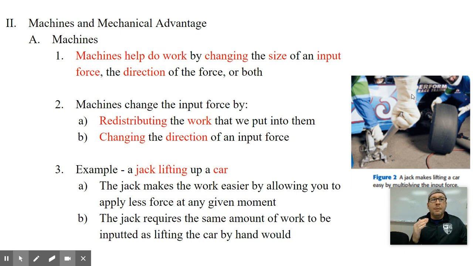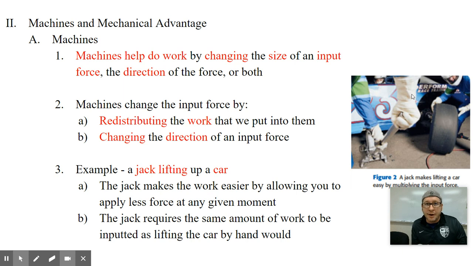Machines help us do work by changing the size of an input force, the direction of the force, or both. When we say input force, we mean how much we personally have to put into a machine to help do a larger job. Here's how they can do that: they can change the input force by redistributing the work that we put into them, or by changing the direction of an input force.